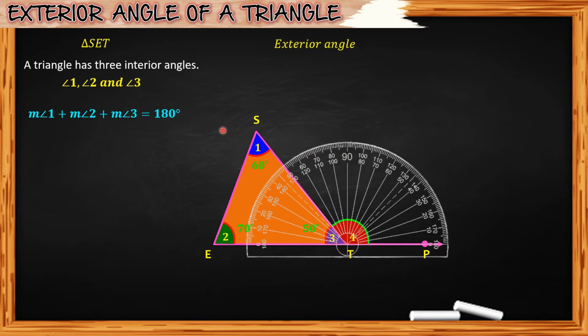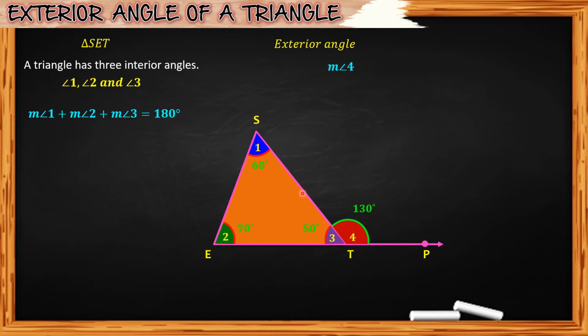And if we are going to measure the exterior angle, which is angle 4, we start from 0 on the inner part of the protractor. So we have 0, 10, 20, 30, 40, 50, 60, 70, 80, 90, 100, 110, 120, 130 degrees. So we have the measure of angle 4. Now take note, the exterior angle is equal to the sum of the remote interior angles, and those are the measure of angle 1 plus the measure of angle 2. Now let's see if they are equal.